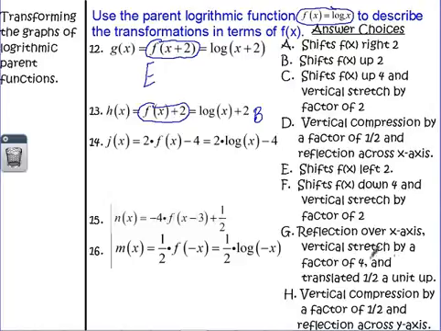So it looks like reflection over x-axis, vertical stretch by a factor of 4, and translated a half a unit up. It doesn't look like this includes the shift that should have been 3 to the right. But I am going to say that this one here is G. Okay? So that should also include the statement that it shifted to the right 3.